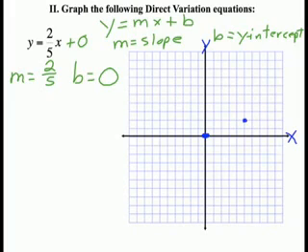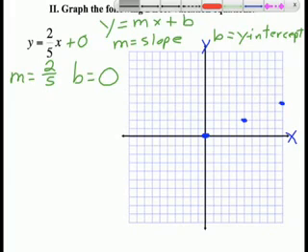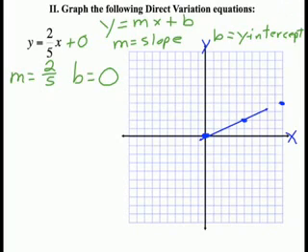And now we use our slope of 2/5 to get the rest of our points. Slope is rise over run, so we go up 2 units and 5 to the right. Up 2, 5 to the right to get our other 2 points. And then we draw a line through those 3 points, and we have our graph of y equals 2/5 x.